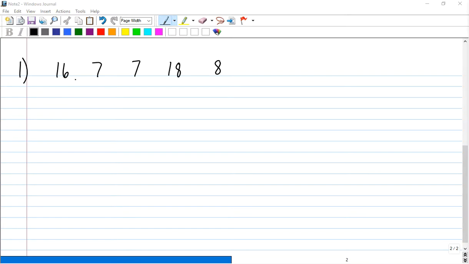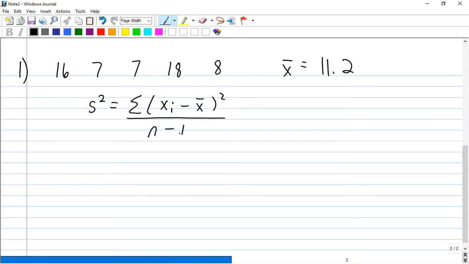Alright, so we want to add all of those numbers together and then divide by what? 5. So what did you get our mean to be? X bar is equal to 11.2. Alright. So our formula is variance, this is sample variance, equals the sum of x sub i minus x bar squared divided by n minus 1.